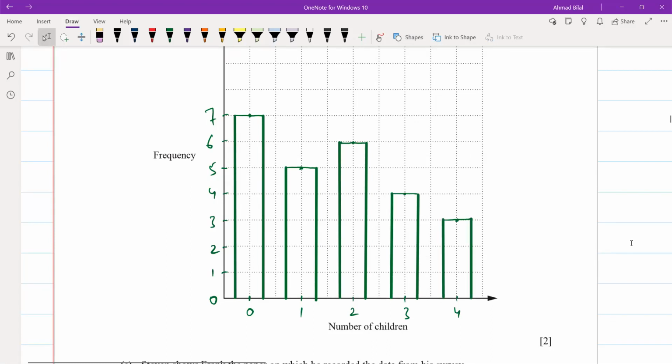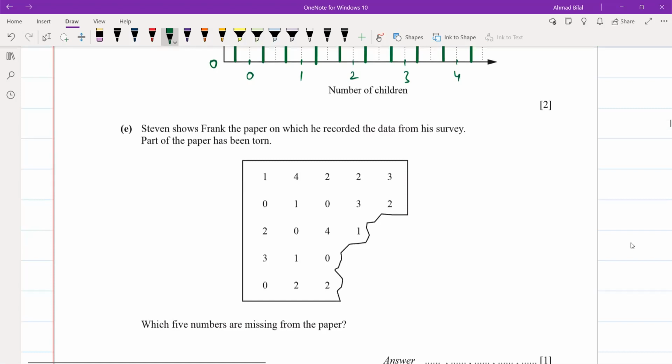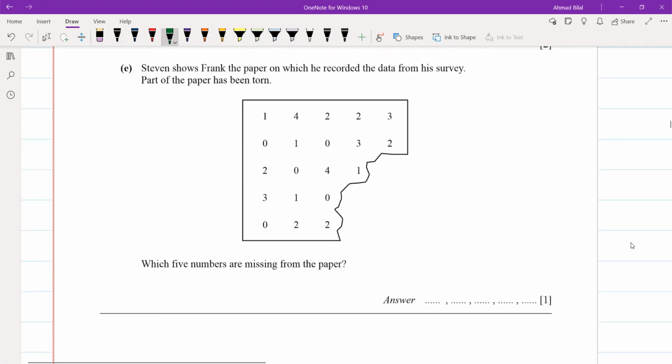All right, ये आपका बार चार्ट बन गया. अच्छा, let's move on. Stevens shows Frank the paper on which he recorded the data from his survey. Part of the paper has been torn. Which 5 numbers are missing from the paper?